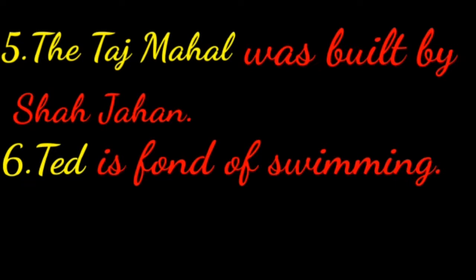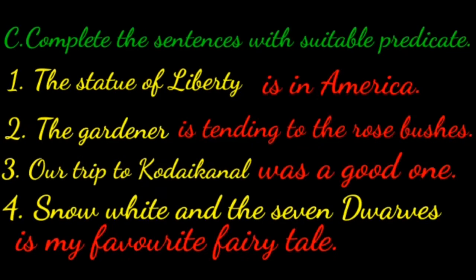Now, sixth one. Ted is fond of swimming. I repeat, Ted is fond of swimming. Here, Ted is the subject. So, children, in exercise B, you are only going to complete the sentences with a suitable subject. Only the subject on the dashes. Now, exercise C. Complete the sentences with a suitable predicate. Here, only a suitable predicate to complete the sentences.